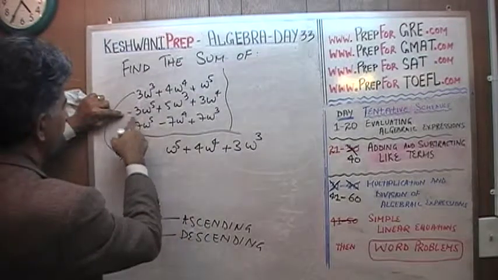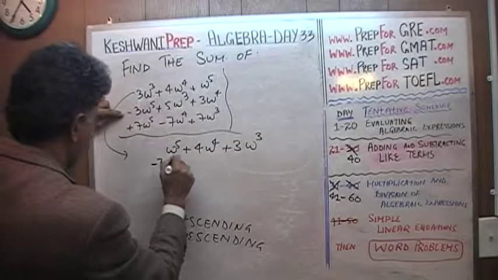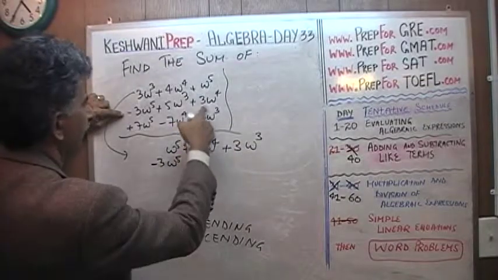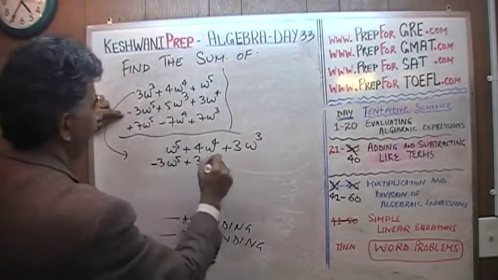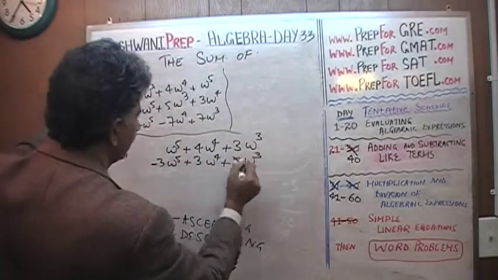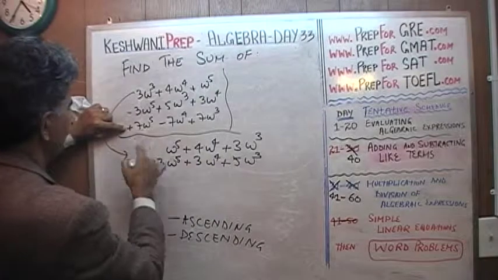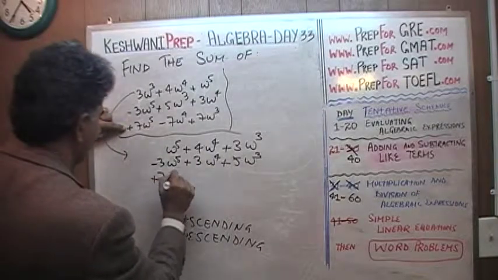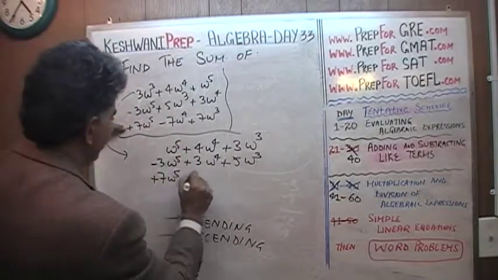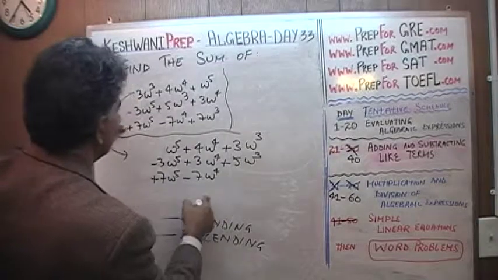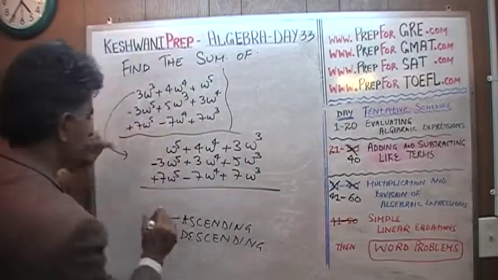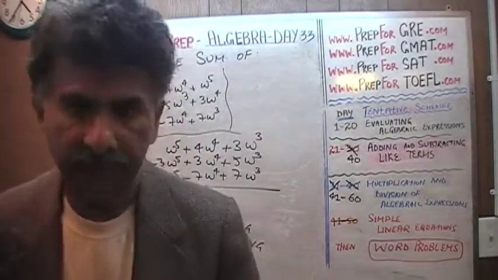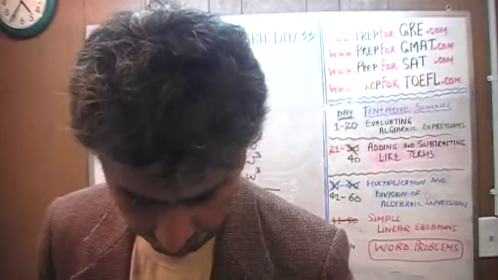Let's go to the next expression. This is w to the fifth, there are negative 3 of them. Then we have 3w to the fourth. Then we have 5w cubed. We have 7w to the fifth, negative 7w to the fourth, and positive 7w to the third. Now that they're all lined up, all we have to do is add up the coefficients. Very simple, very straightforward.